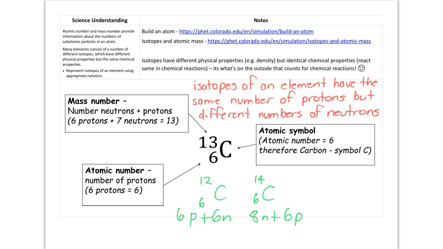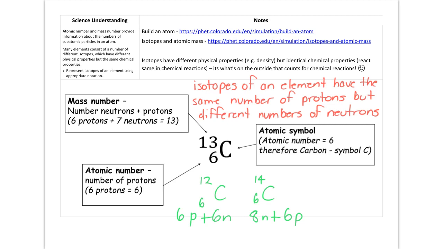The other thing we need to know is that isotopes have different physical properties, e.g. their density. Because of the different numbers of neutrons, they'd have a different mass, but they have identical chemical properties. That means they react the same in chemical reactions. And really, that's because chemistry is a very superficial science. It's what's on the outside that counts for chemical reactions.